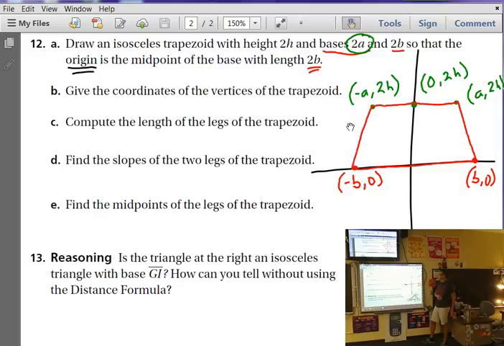That's all that it wanted me to do. So give the coordinates of the vertices of the trapezoid. We did that. Compute the lengths of the legs of the trapezoid. So these guys, we need to compute that length.